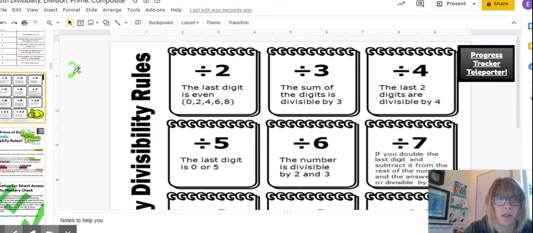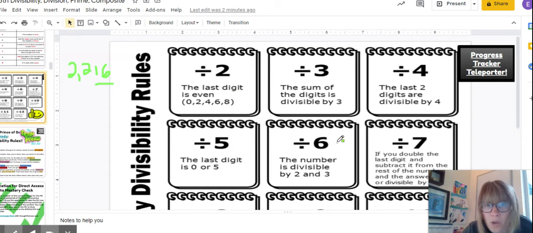So if you have the number 2,216, you say, I have no idea, but I do know that the last 2 digits are 16, and I know that 16 is divisible by 4. If I count by 4s, I will hit 16.